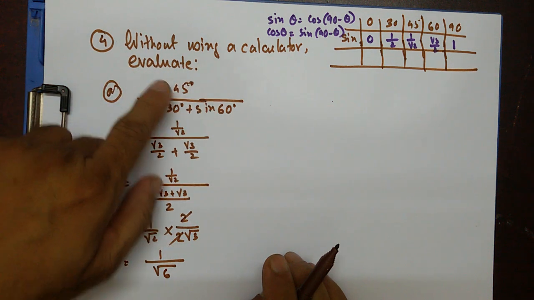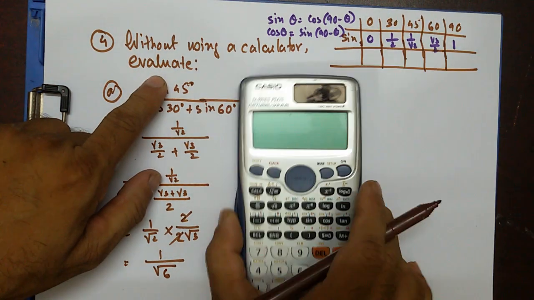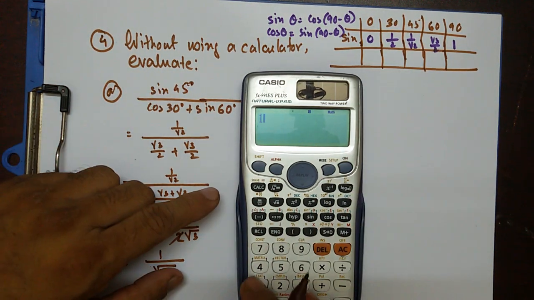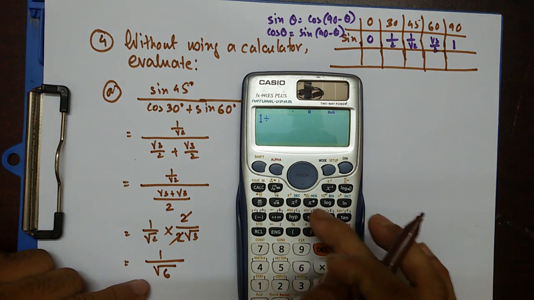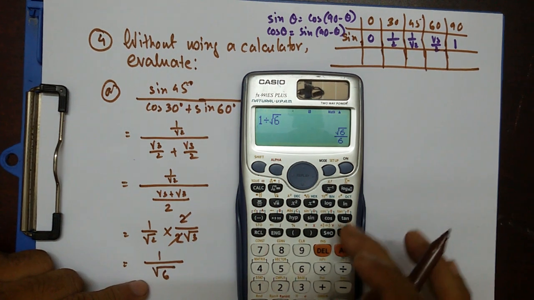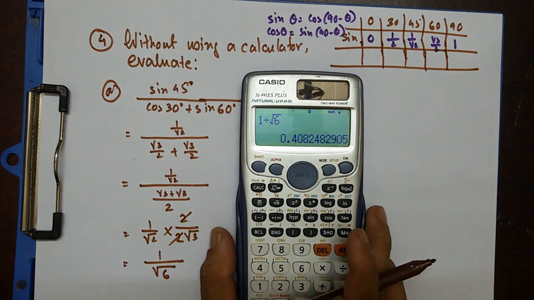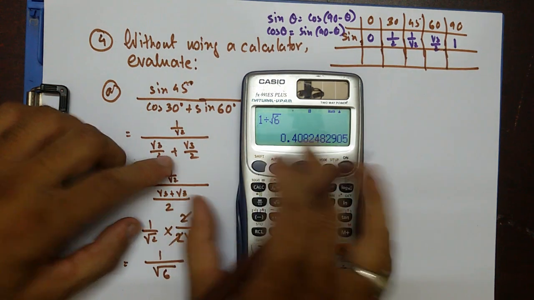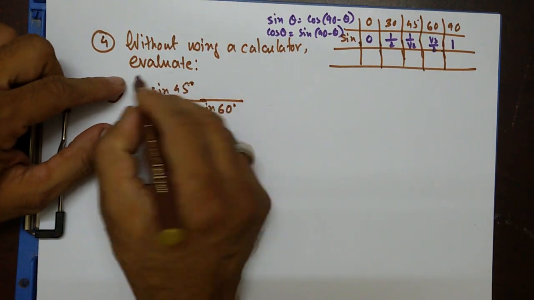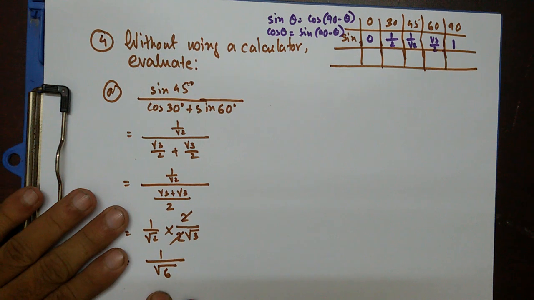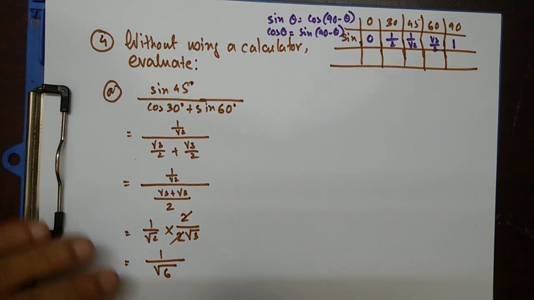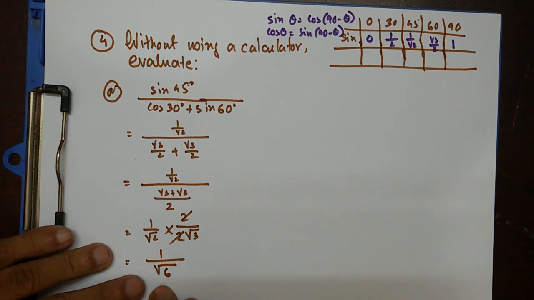It asks for the exact value, but we have this habit that we just use the calculator and say that square root 6 is something like 0.408. Never ever do that. It says evaluate. You can keep it as it is. Mostly you can rationalize it, I don't suggest it. Rationalize means taking the square root off from the denominator.